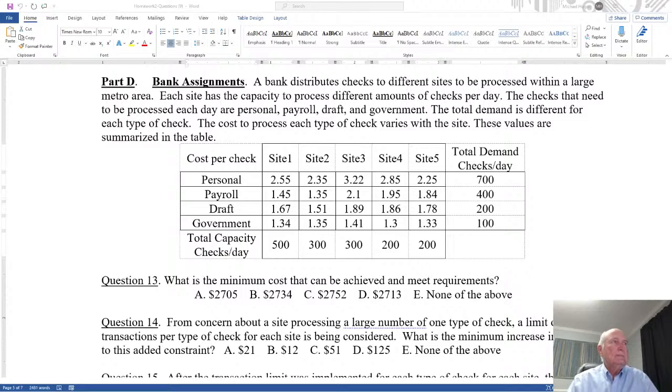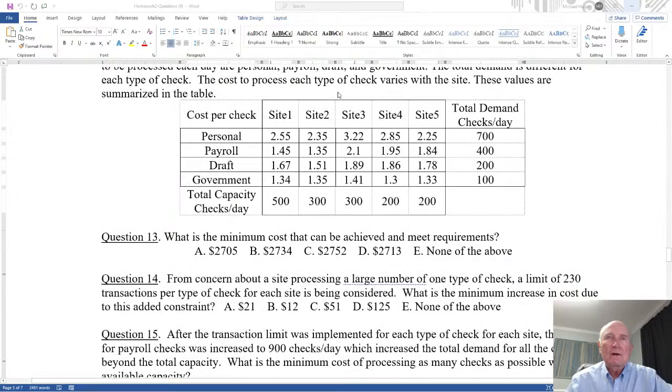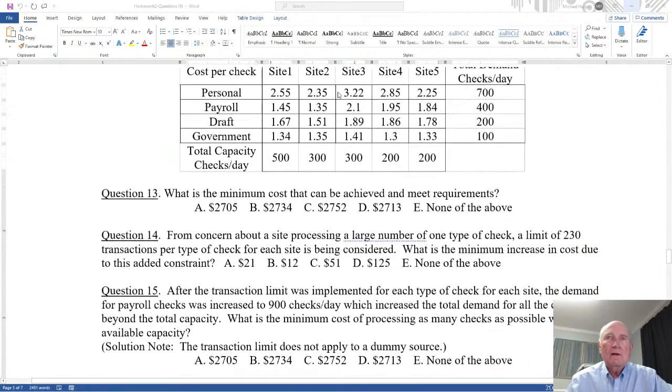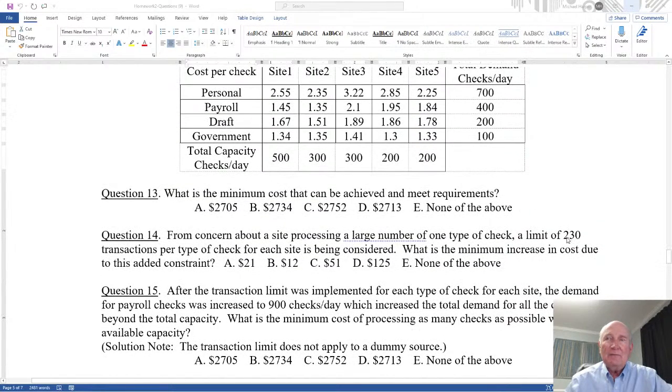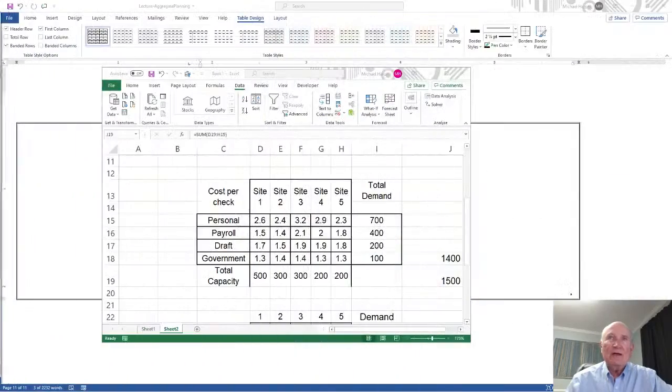Good. Okay, and now let's look at the other problems. From concern about the site processing a large number of one type of check, a limit of 230 transactions per type of check for each site is being considered. What is the minimum increase in cost due to this added constraint? 230. Okay, let's bring this out of the way.